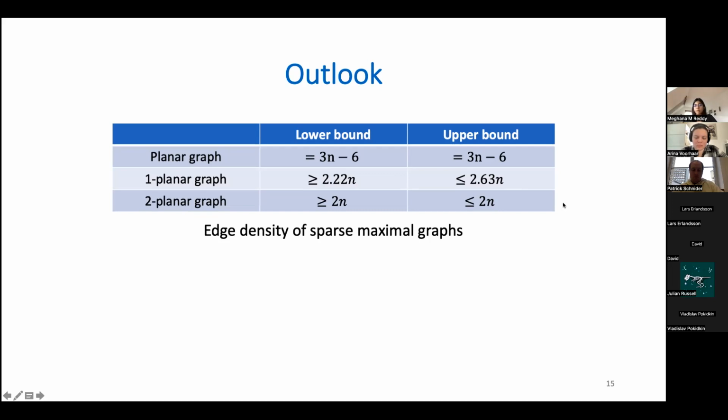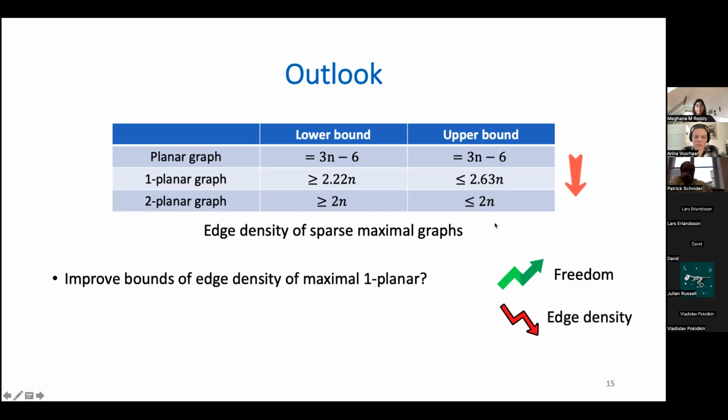What I would like to end with is for you to observe what is happening here. As we go down this table, the edge density decreases. But it's kind of counterintuitive, because as we go down the table, we go from planar to 1-planar to 2-planar, so we allow more crossings. In some sense, it gives us more freedom, but we instead end up getting graphs with fewer edges. So I would just like to point this out because it's counterintuitive, but it somehow works like that.